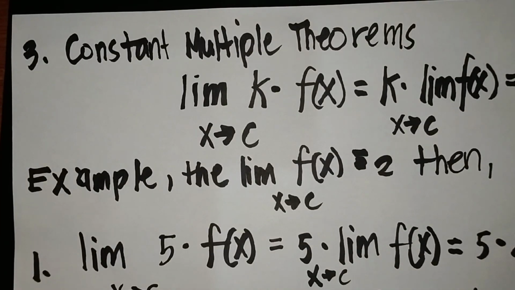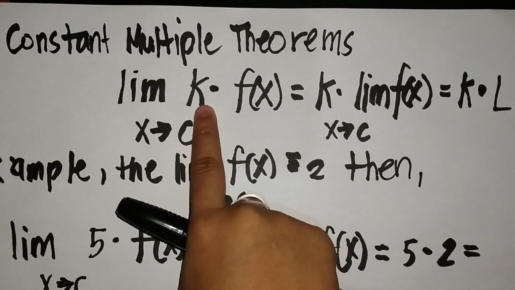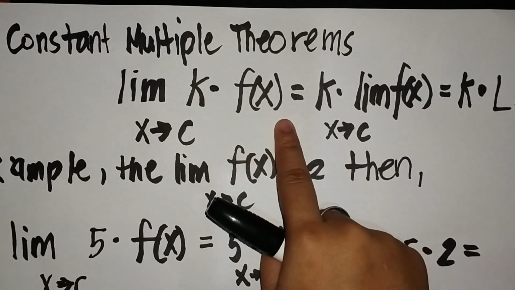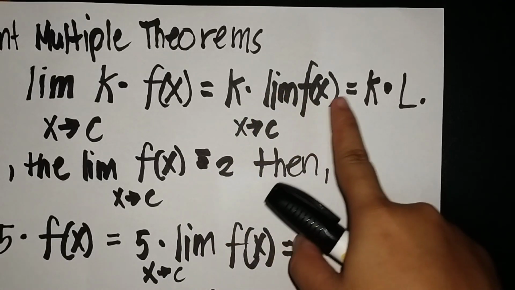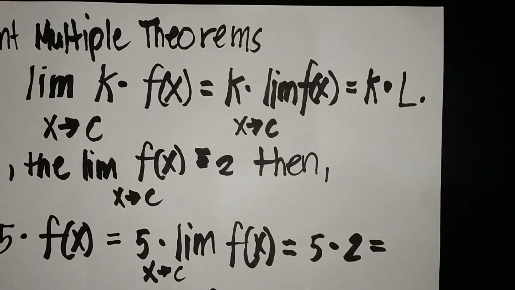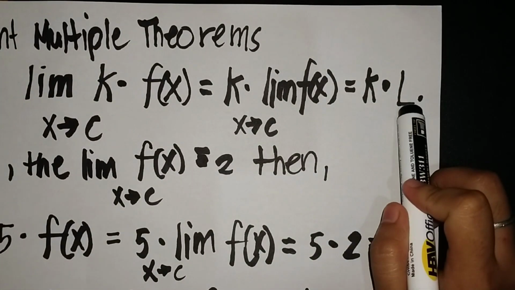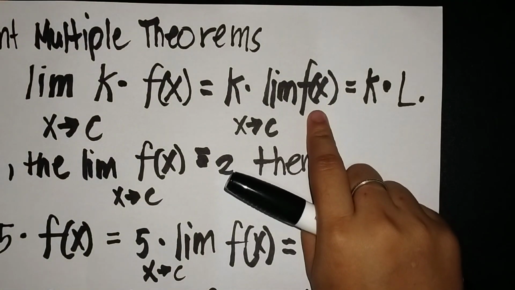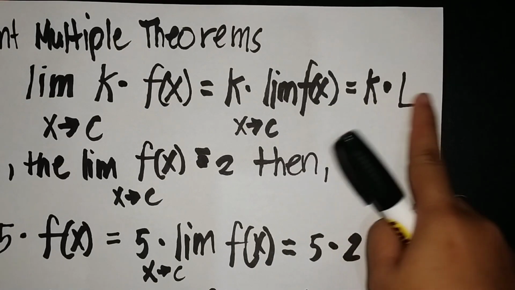For the third theorem, we have the constant multiple theorem. Here, we have the limit of k, where k is any constant, multiplied by f of x, which is the function, is equal to k multiplied by the limit of f of x as x approaches c, which is equal to k times L, where L is the limit of f of x. Don't be confused with the variables that we are using. f of x here is a function, k here is a constant that we have previously used, and L is the limit.